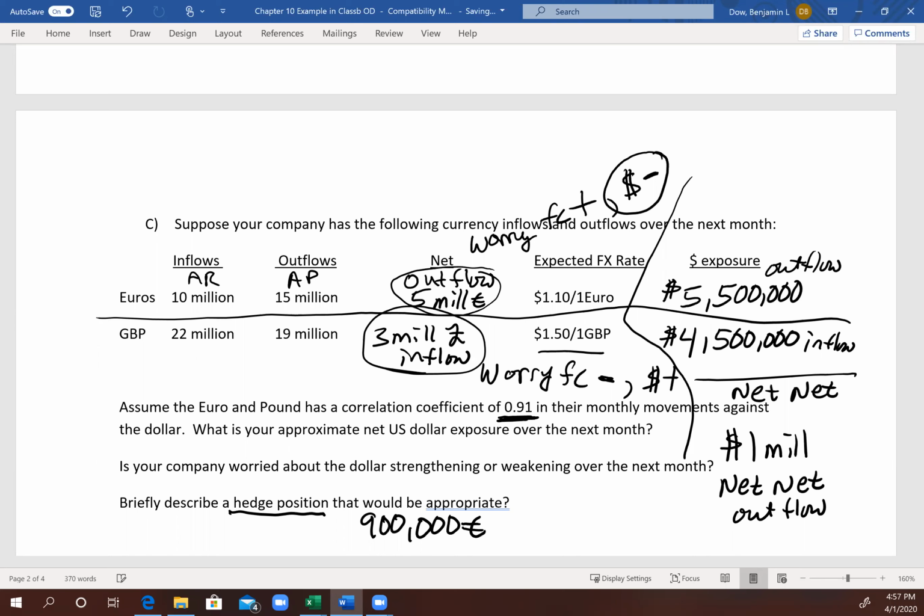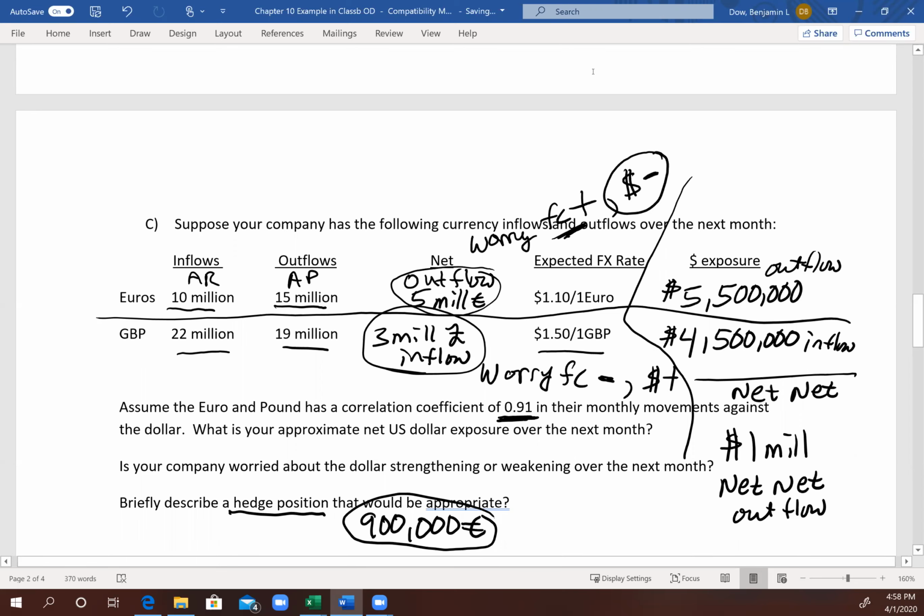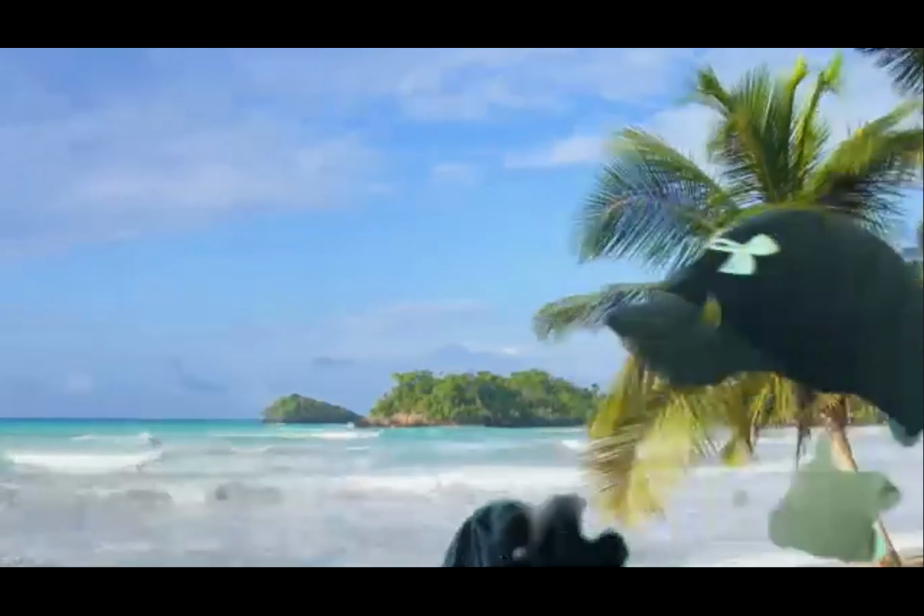Describe a hedge position that would be appropriate. Out of all of this 25 million euro transaction and 41 million pound transaction, we could hedge the whole thing by hedging about 900,000 euros. And we'd be hedging it relative to the fact that we're worried about the foreign currency strengthening. Okay? And we'll get to the hedge part later. Okay? So let me stop here and see if there's any questions on the net. That kind of makes sense?